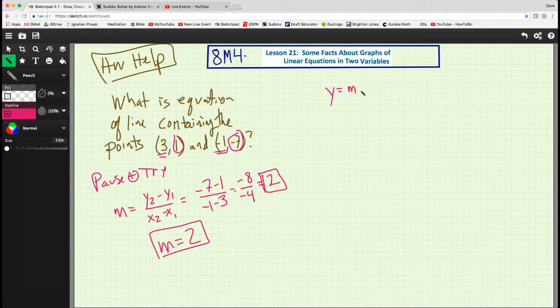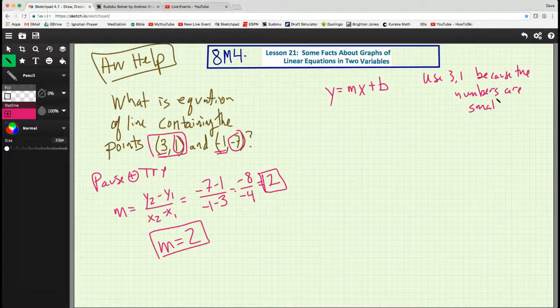So let's do that. y equals mx plus b. I'm going to use the 3 and the 1. Why? I'm going to use 3, 1 because the numbers are smaller and they're positive, which are both reasons that they're easier to work with. Could you use -1, -7? Yes, you could, but your math is going to be a little bit harder. So I choose not to.